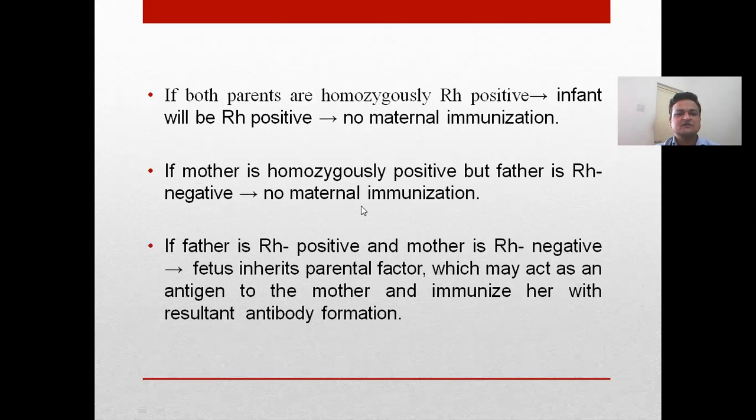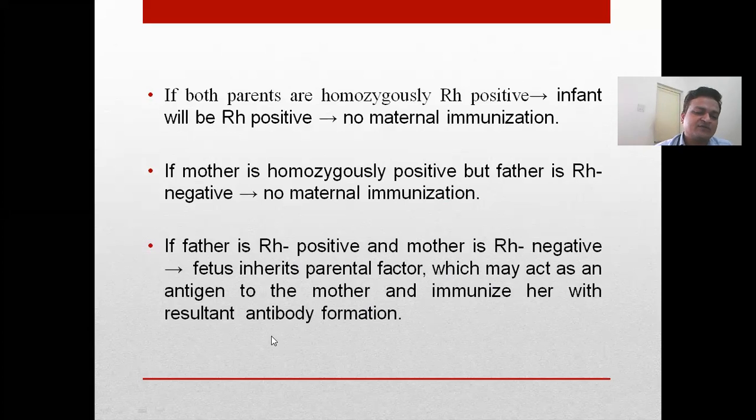If the mother is homozygously positive but the father is RH negative, no maternal immunization. Suppose the father is positive and the mother is RH negative, then no immunization for the mother. If the father is RH positive and the mother is RH negative, the fetus inherits the parental factors, which may act as an antigen to the mother and immunize her with the resultant antibody formation. So we do immunization for antibody formation so that the baby does not suffer from the RH positive factor.